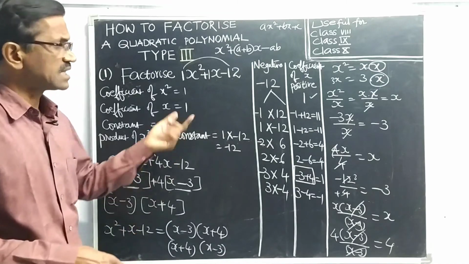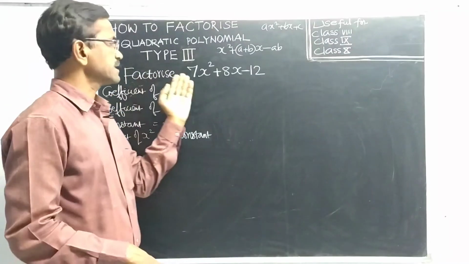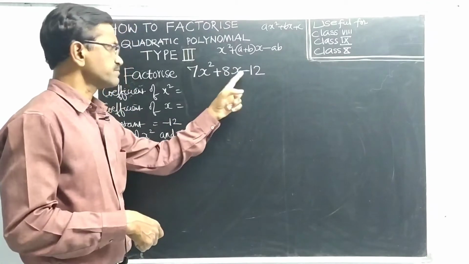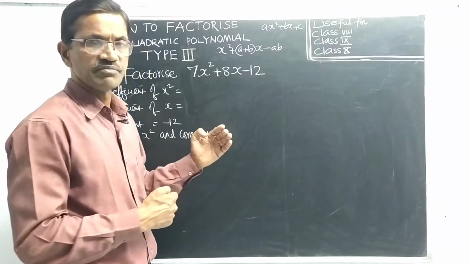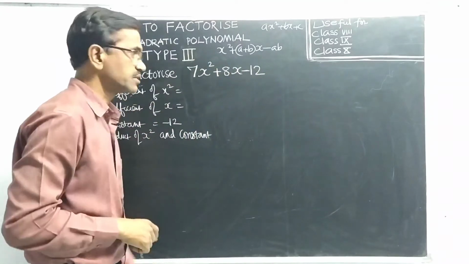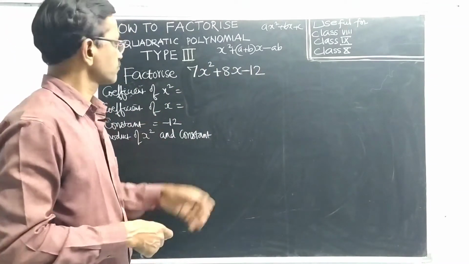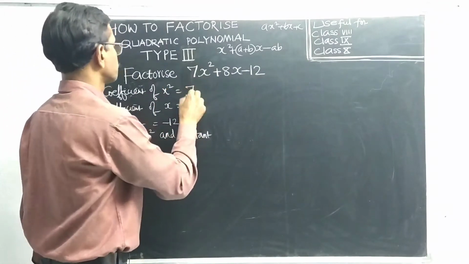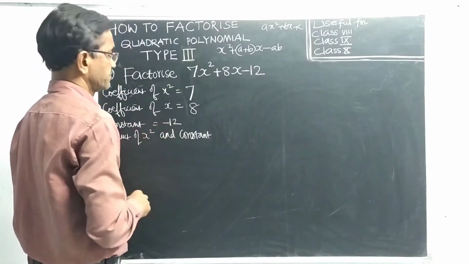Okay, let us solve one more problem to understand this concept clearly. Factorize 7x square plus 8x minus 12. Here it is plus minus type 3. I have explained a problem before this one. So we have to factorize this one. This is the ax square plus bx plus c formula. So here the coefficient of x square is 7, the coefficient of x is 8, and the constant is minus 12.